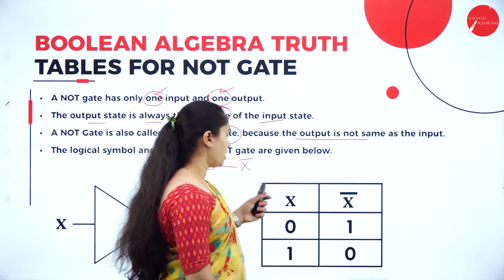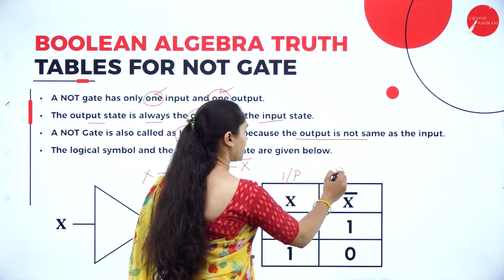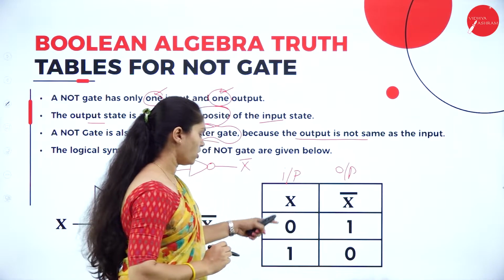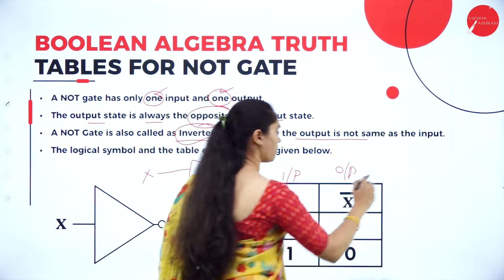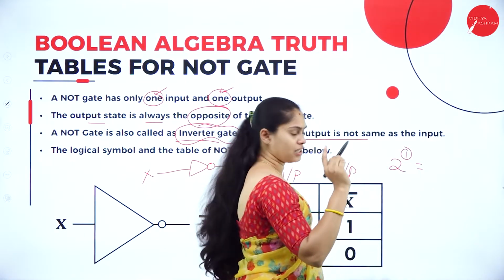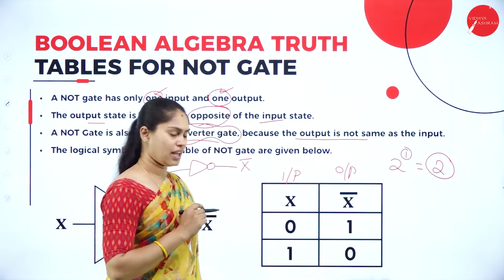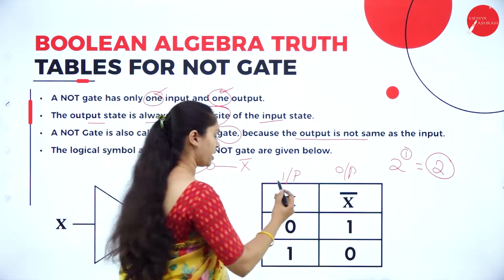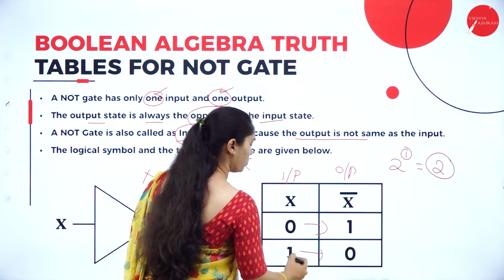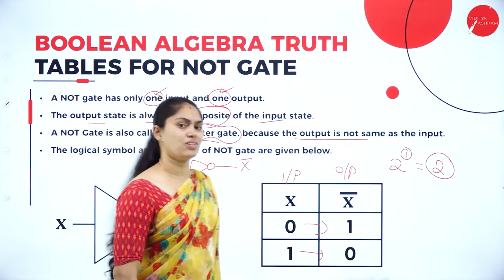And how will be the truth table? We have only two possibilities. X is the input here and X bar is the output. So here we have only two combinations. Why? Because 2 power 1, because it is taking only one input. 2 power 1 means 2. So only two combinations we can have, that is 0 and 1. If my input is 0, output is 1. If my input is 1, the output will be 0. That's why we are calling it an inverter gate.